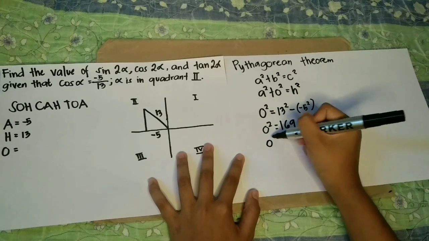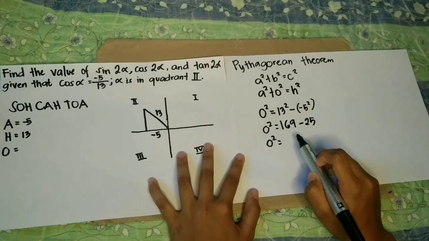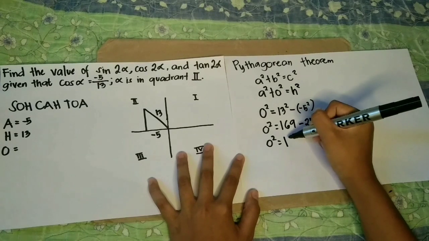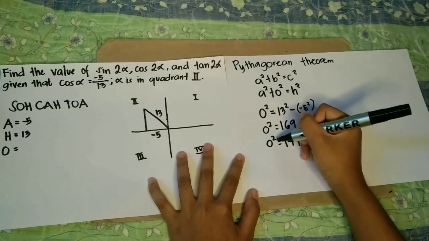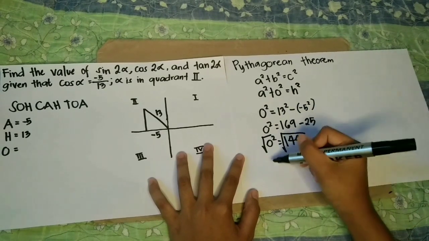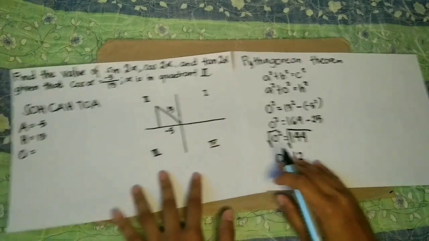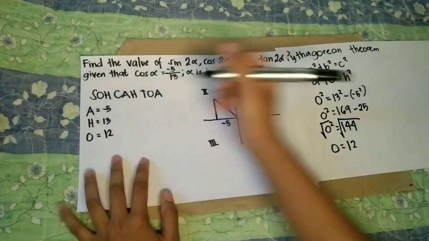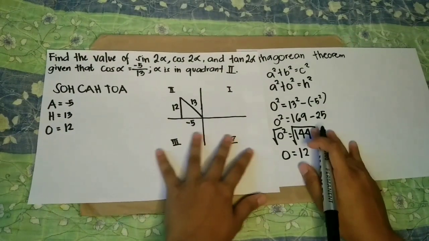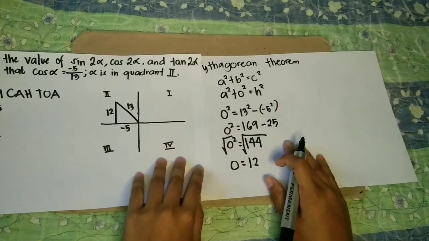So it will be 169 minus 25 is equal to 144. So to cancel that, we need to square root. So the square root of 144 is equal to 12. So our opposite here is 12. So since we have the opposite, we can determine the sine alpha and the tangent alpha.